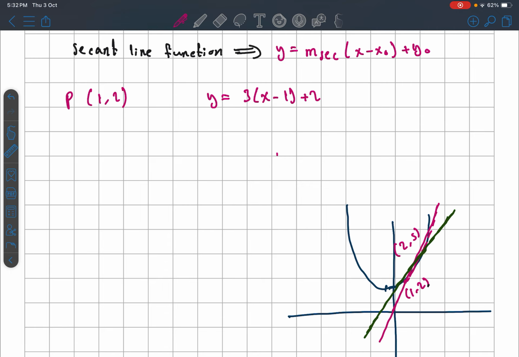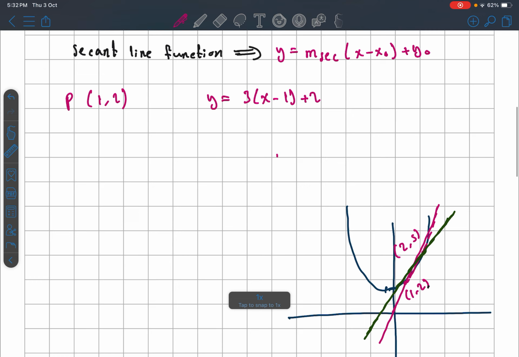Okay, so we have the graph. So this function, the secant line function, represents this line, because we have 2 points and we find the slope. After that we find the secant line function.